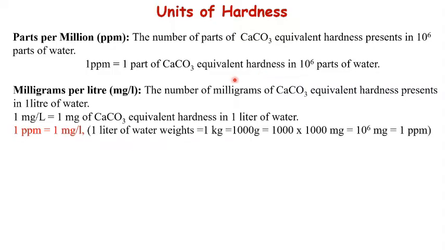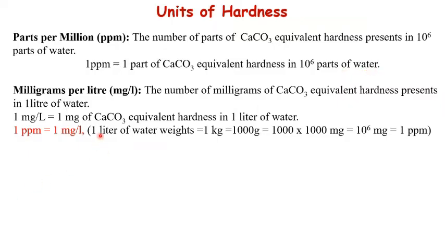The next unit is milligrams per liter. Milligram per liter is defined as the number of milligrams of calcium carbonate equivalent hardness present in 1 liter of water. It can also be represented as 1 milligram of calcium carbonate equivalent hardness in 1 liter of water. This 1 milligram per liter is exactly equal to 1 ppm. Now you may ask how it can be, if we have already discussed here that it is one part of calcium carbonate equivalent hardness in 10 raised to the power 6 parts of water.